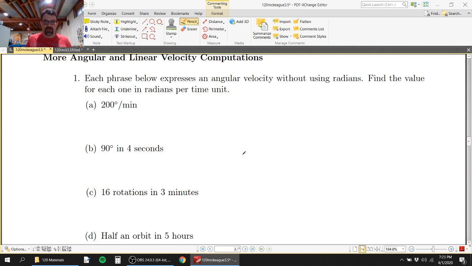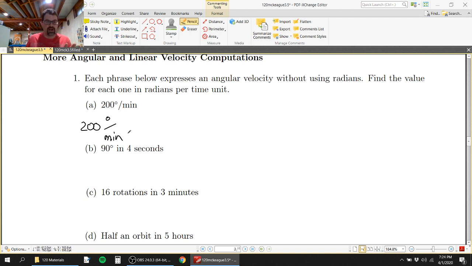Here are 6 expressions of angular velocity, how much something has rotated. Turn that into an angular velocity that has radians per something. All right? I'm going to just do the first one for you. 200 degrees per minute. All right? So 200 degrees per minute.